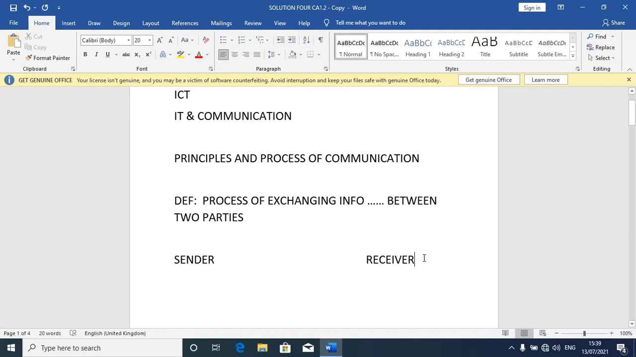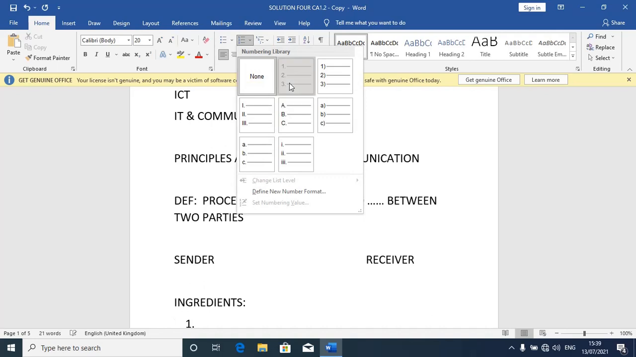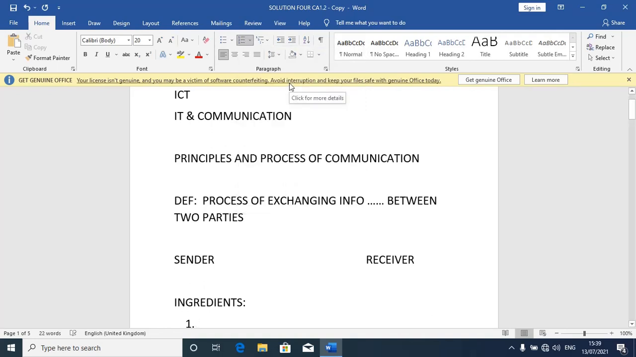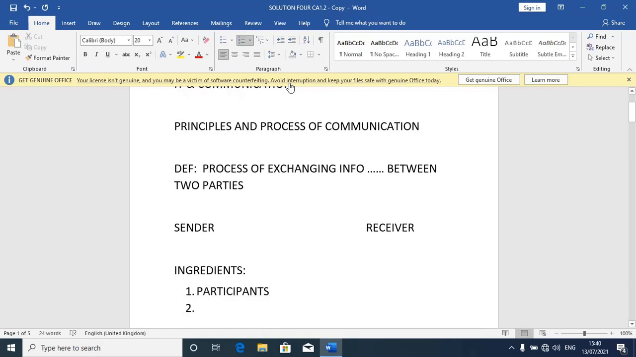Next thing, let me look at the ingredients of communication. We know what ingredients are. What are some of the things that must be present for us to say communication is taking place? We have about 5 ingredients of communication. Number 1 is the participants. In any communication, we must have the participants, which are the people that are involved in that communication. So the participants should be the sender and the receivers of information.